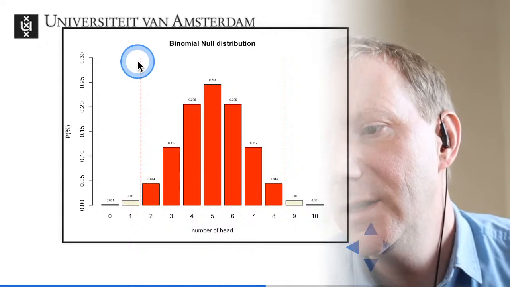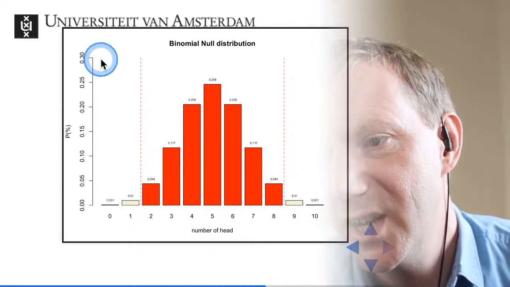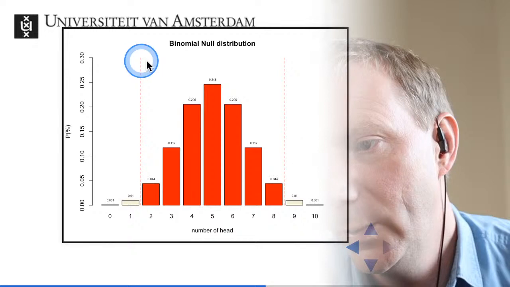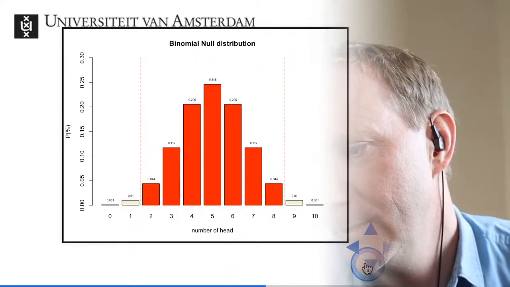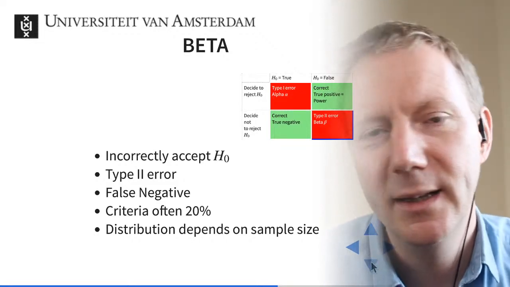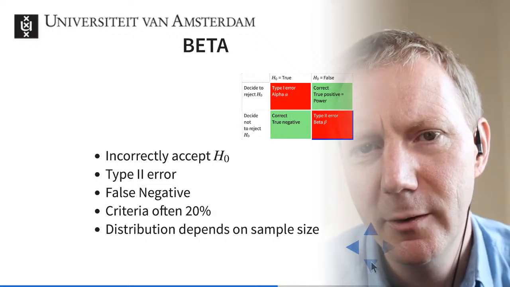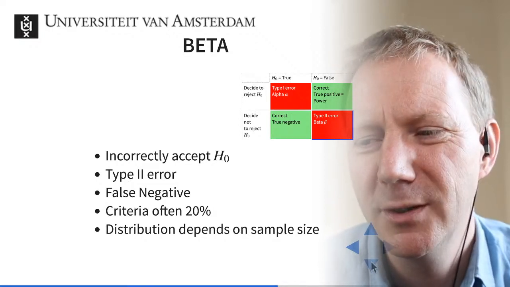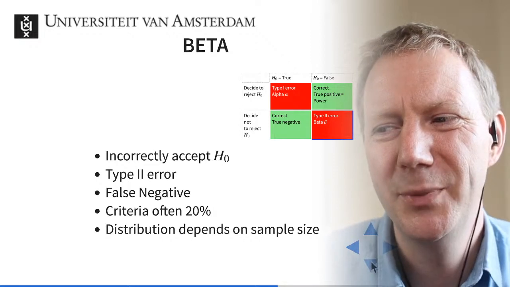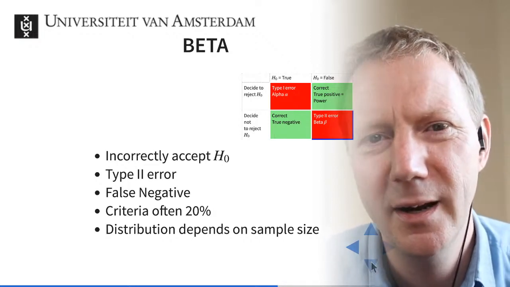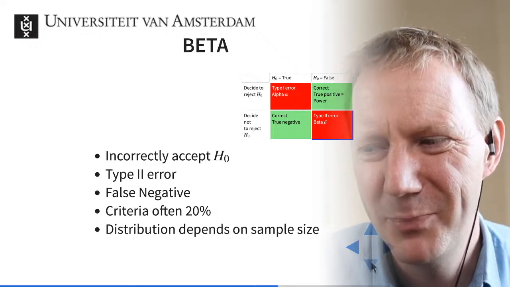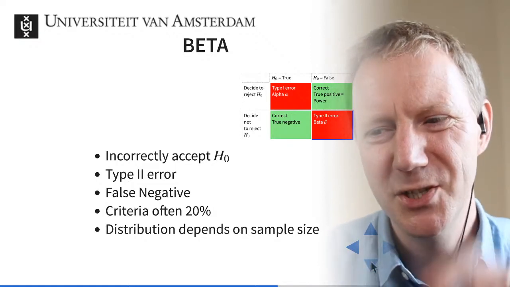So again, the decision to reject the null is outside of the boundaries, and the decision to accept the null is between the boundaries. Now for the final one, the beta. It's incorrectly accepting the null. We call this a type 2 error. The mnemonic, by the way, for type 1 and type 2 errors is the relation between type 1 and type 2, alpha, beta, A, B, 1, 2. So you have a mnemonic there to better remember the type 1 and type 2 errors, which goes where.